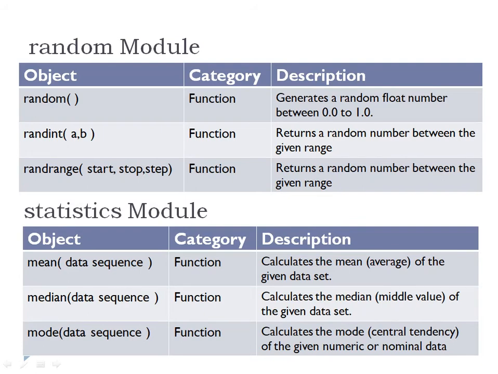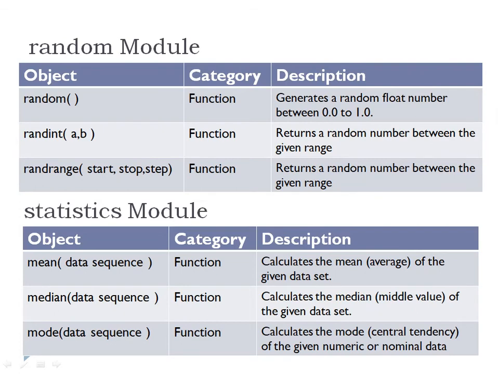Next function is median of a data sequence. It will calculate the median, that means the middle value of the given data set. And the third one is mode, and in brackets you have to provide the data sequence. It will calculate the mode, that you call central tendency of the numeric or nominal data. You have used these functions in mathematics of class 10th, so you will be clearly aware of these three functions.